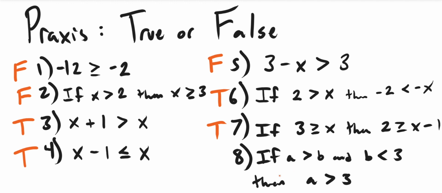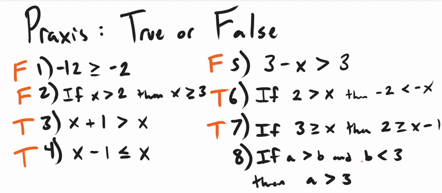Finally, number 8. If a is greater than b and b is less than 3, then a is also greater than 3. Okay, think about that one. Now, if this had been a greater than symbol, this would be true. But this is not a greater than symbol, it's a less than symbol. So it's not true. Let's see if we can think of a counterexample. Take a moment right now and think of an example of numbers a and b that would make this statement not true.